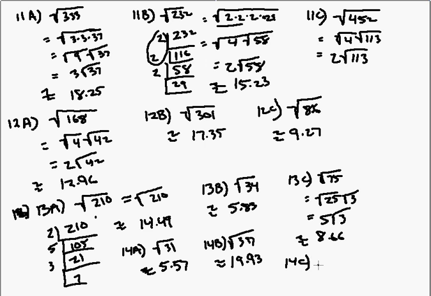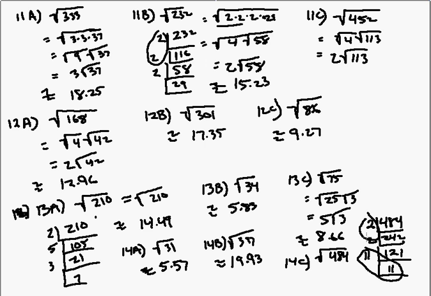14c, square root of 484. Let's see, 2 goes into 484, 242. 2 goes into 242, 121. Oh, 11 and 11. Pair of 2s, pair of 11s. So the answer to this is just plain 22 for 14c.